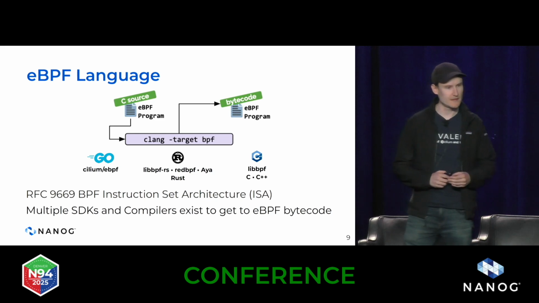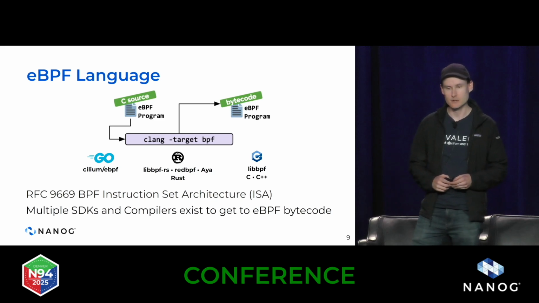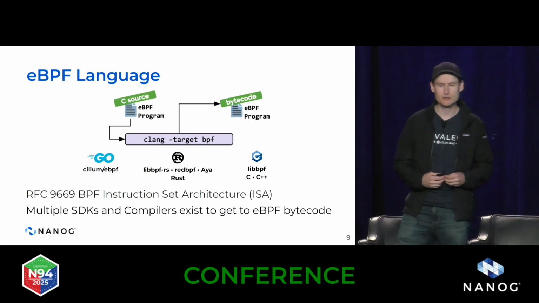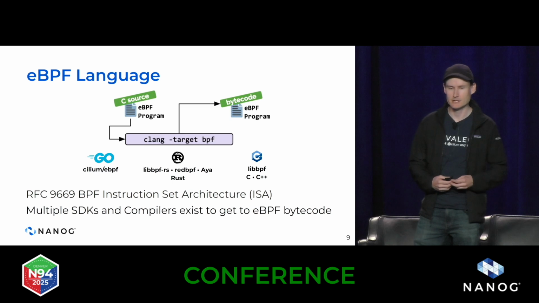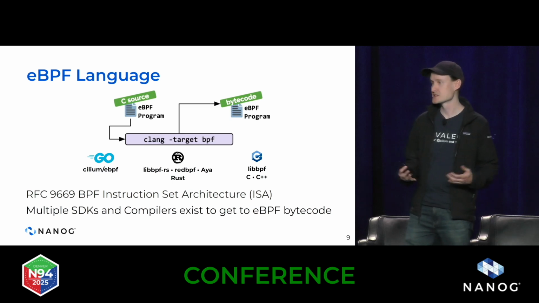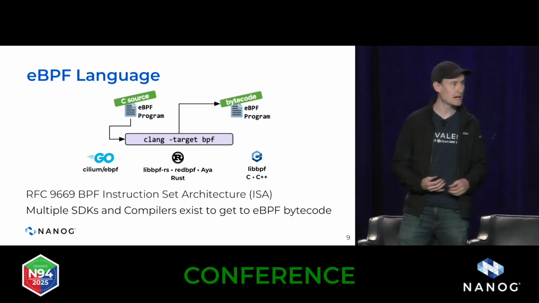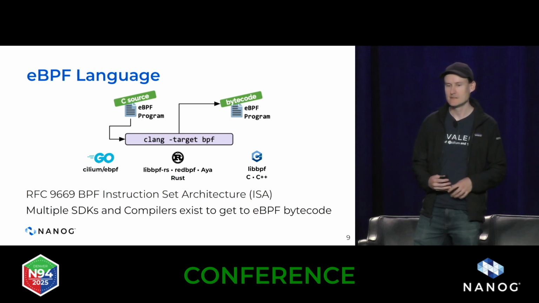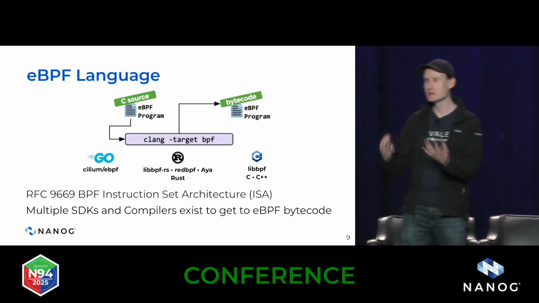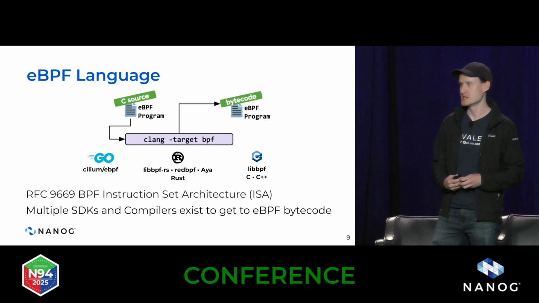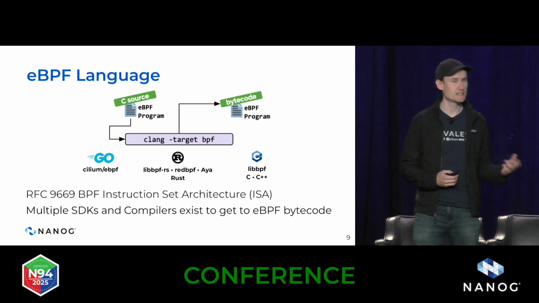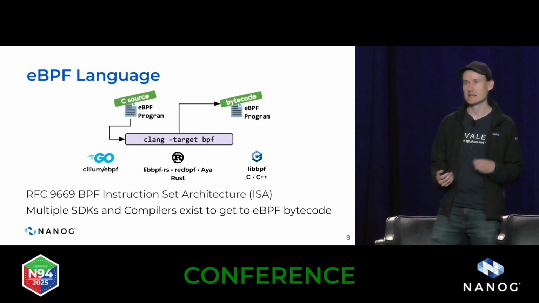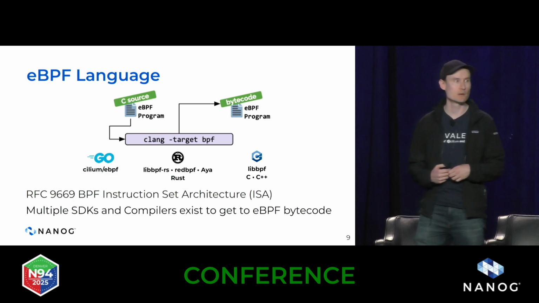So let's briefly look at the eBPF language. Typically you would write an eBPF program in much the same way that you would write kernel code. C is a popular language of choice. You would pass this through a popular open source compiler like GCC or Clang, and this emits a BPF bytecode representation of that functionality. Additionally, there are a range of SDKs for popular languages that allow you to interact with that BPF program when it is running.